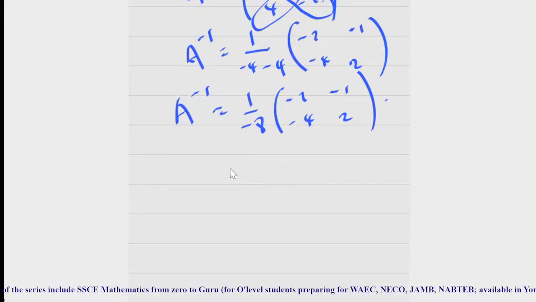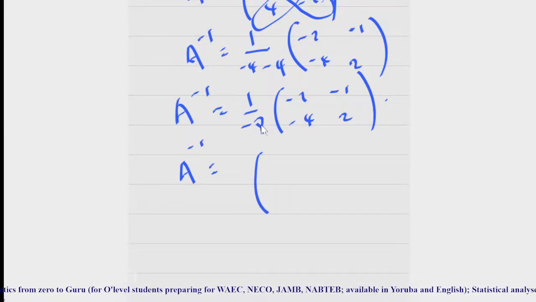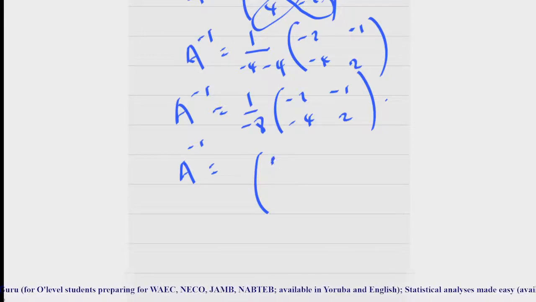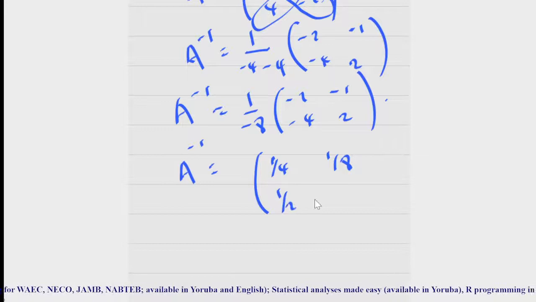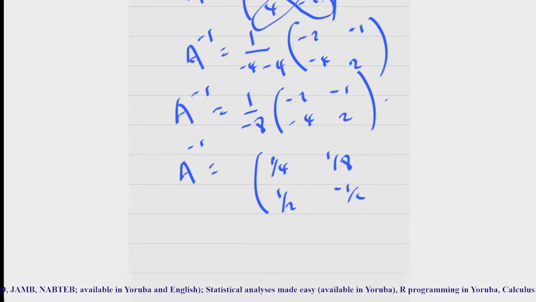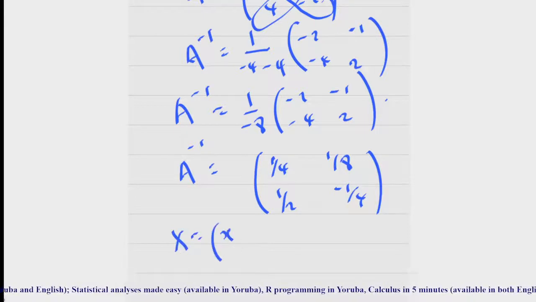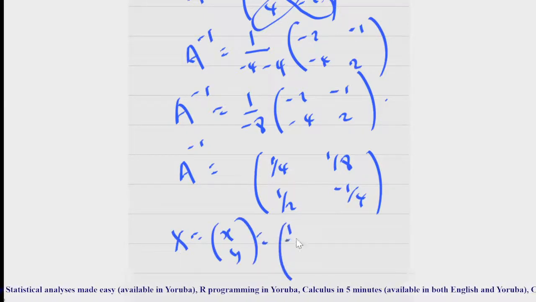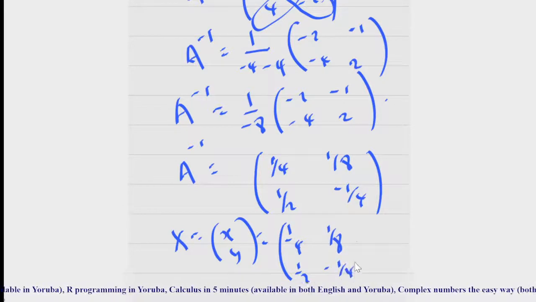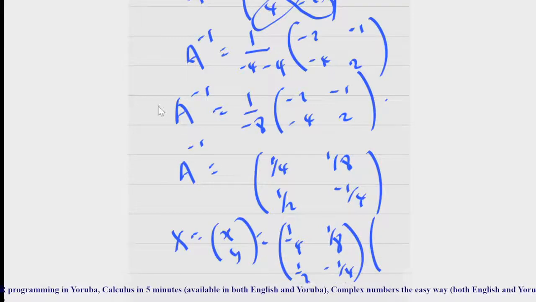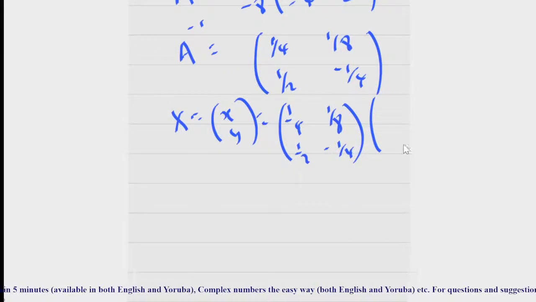If I were you, I can even multiply each of the elements by 1 divided by minus 8. This will give you 1 over 4, 1 over 8, 1 over 2, and minus 1 over 4. If this is your A inverse, then your X, which is x, y, will be this matrix, 1 over 4, 1 over 8, 1 over 2, minus 1 over 4, multiplied by your B, which is 10 and 4.